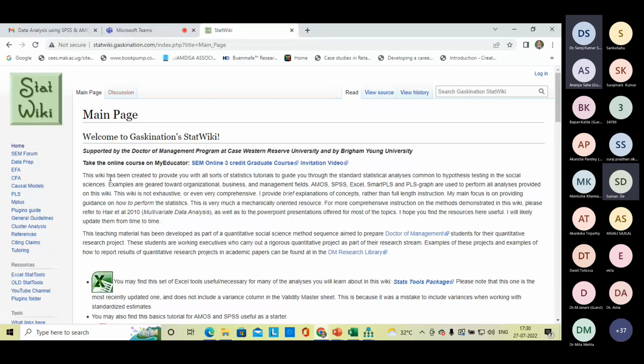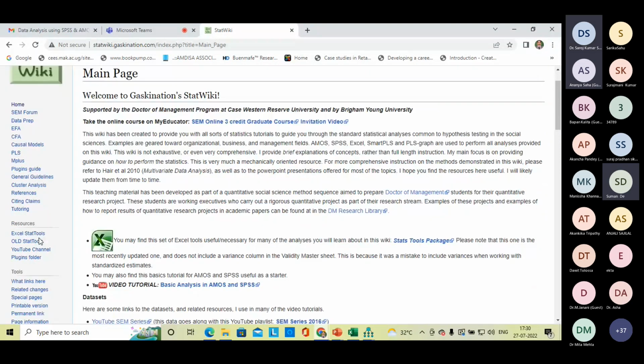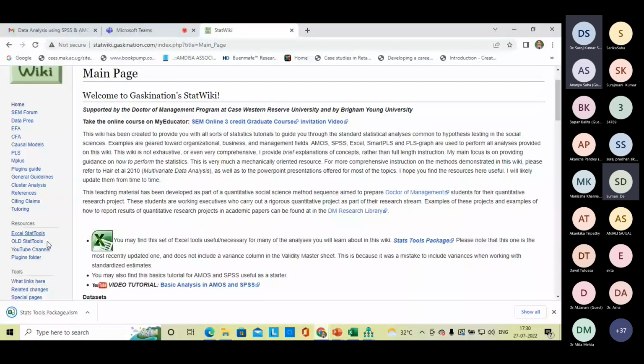There is a resources section on the left hand side, and there is an Excel tool. Please download that Excel tool. Have you downloaded, all of you? Yes, sir. All of you have downloaded?